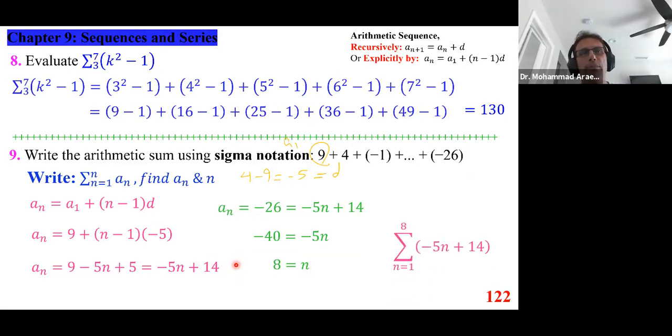So a quick recap for this question. For a question like this, we need to figure out what a sub n is using the explicit format. We also need to find the value of the upper limit n by noticing this is the last entry. We set it equal to a sub n to find n.